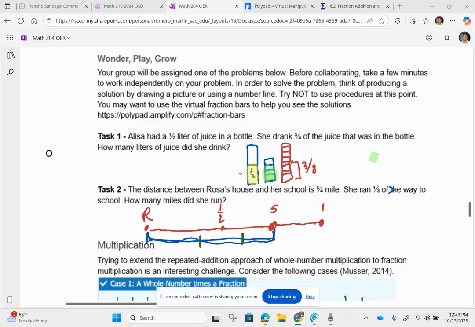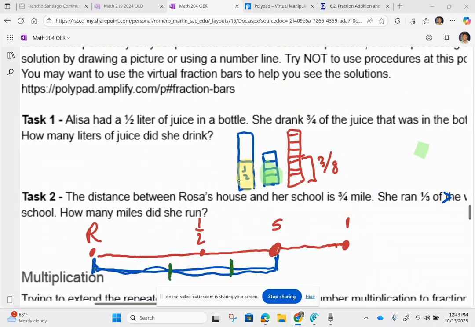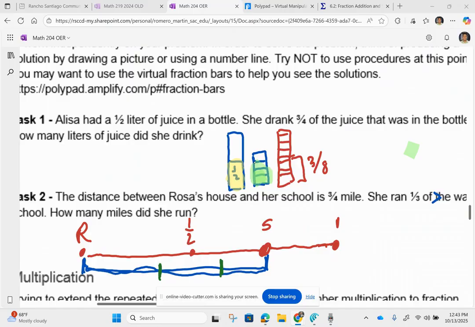And so you could see here, I have a visual. Let me zoom in a little bit better. There's your half liter. She drank 3/4 of that, and that's in the green here. 3/4 of this half. And how much does she drink of the full liter? I have eighths over here, and it turns out that she drank 3/8.